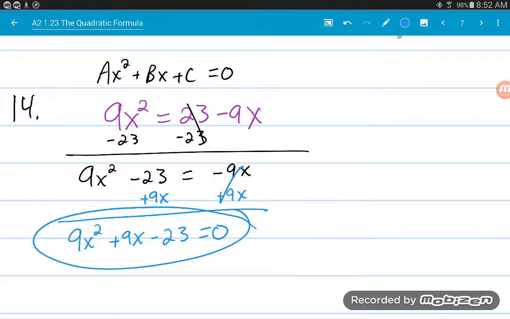Now that's super important because from there is where we get a, b, and c. So this is a, this is b, and this is c. A equals 9, b equals 9, and c equals negative 23.